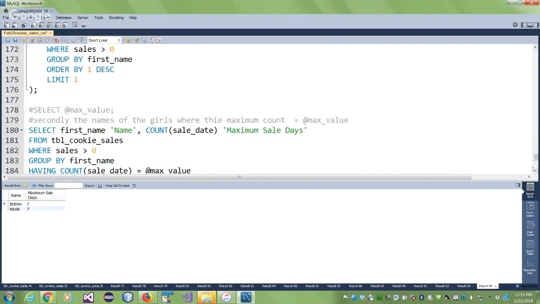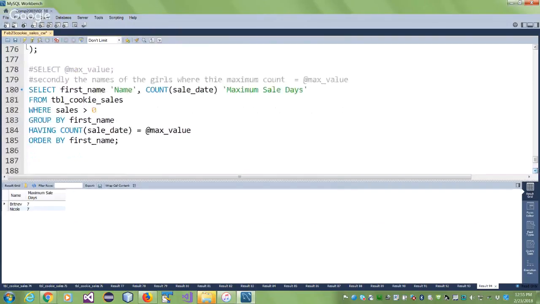Now I can't use limit here because I want to show all names, but that's select in its eternity. Select, from, where, group by, having, order by, and the last is the limit. They have to come in that order. That's a select statement in its advanced complete form.